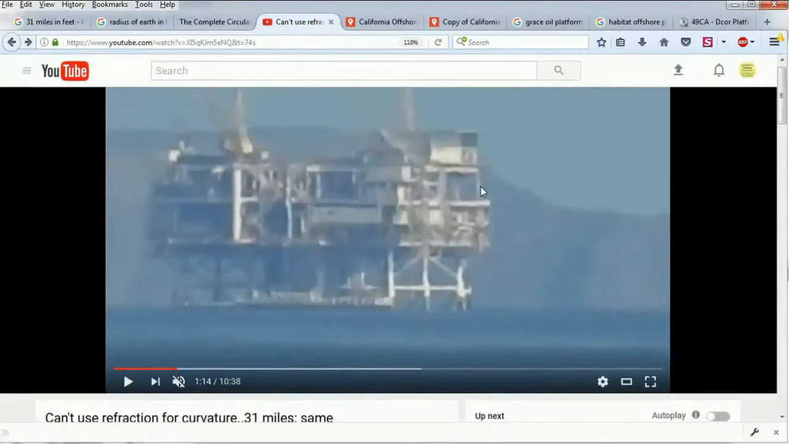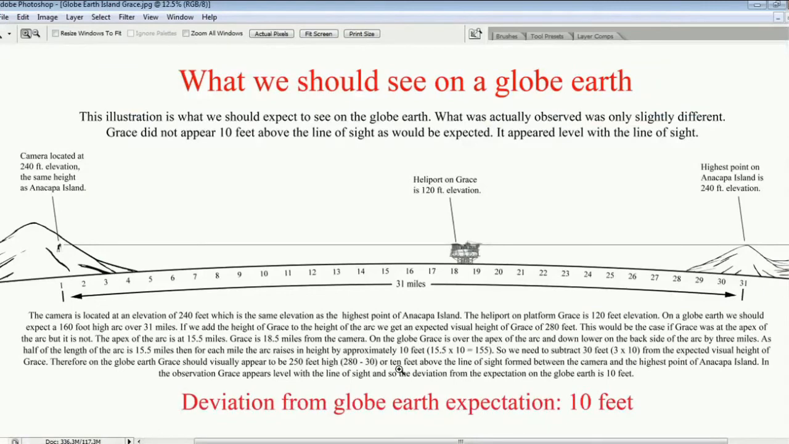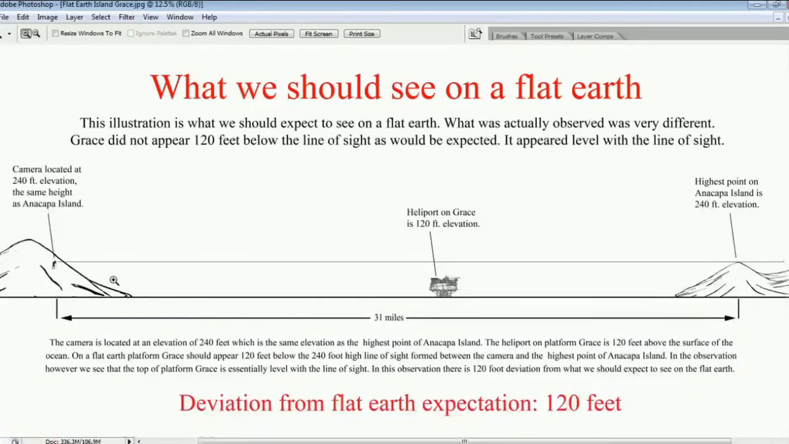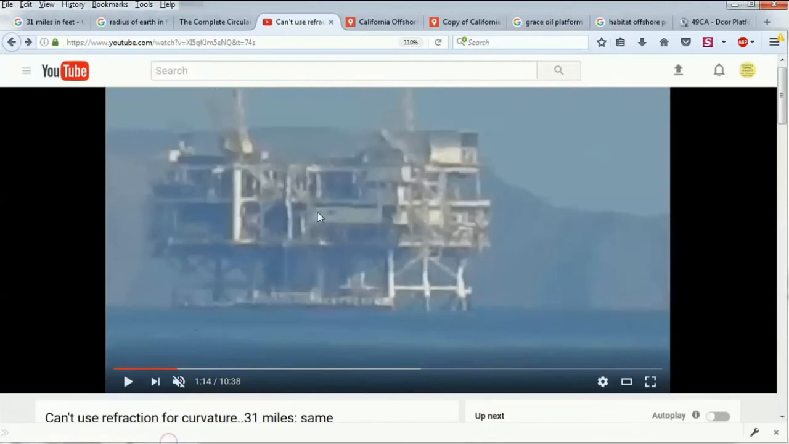So this is the question I'm asking myself: does this shot look more like this? Is it up high, right in the way of the highest part of Anacapa Island? Or does it look like this? Is it way, way down below that line of sight? And the answer is obvious. It's up really high. Why?